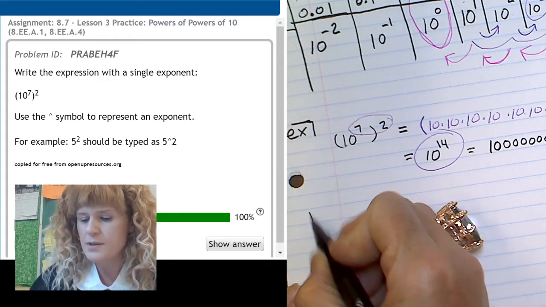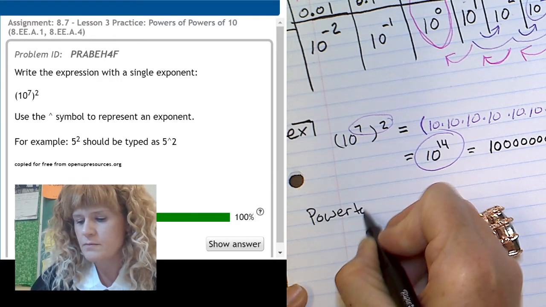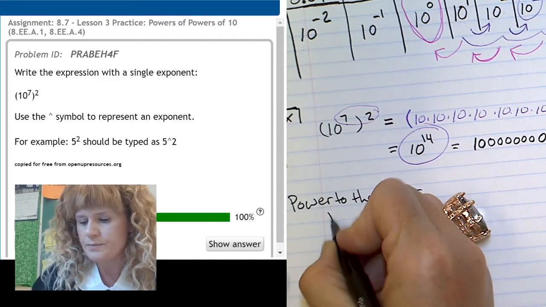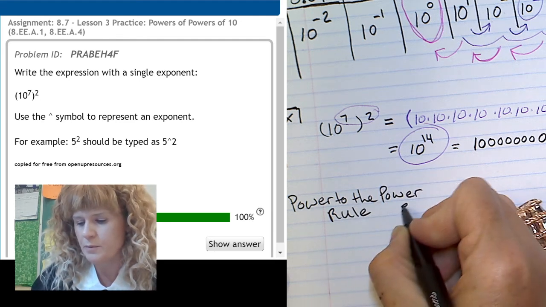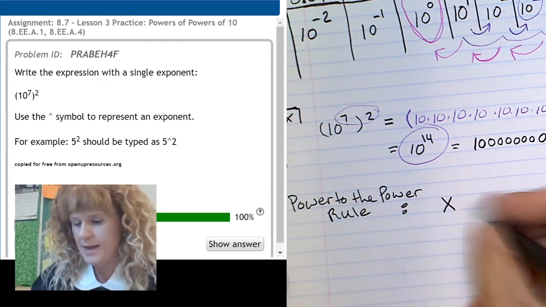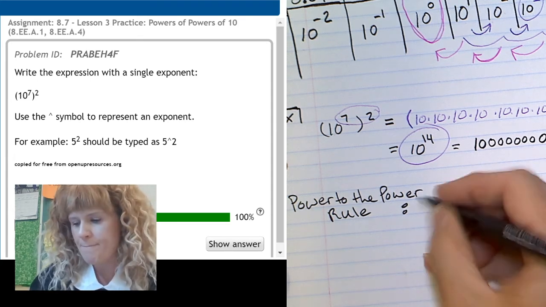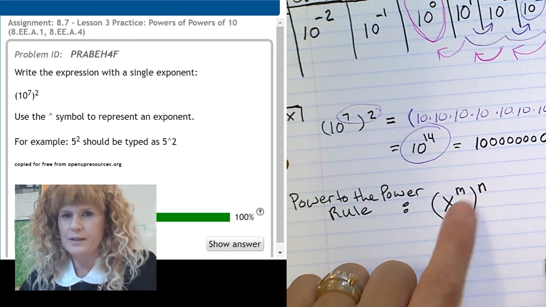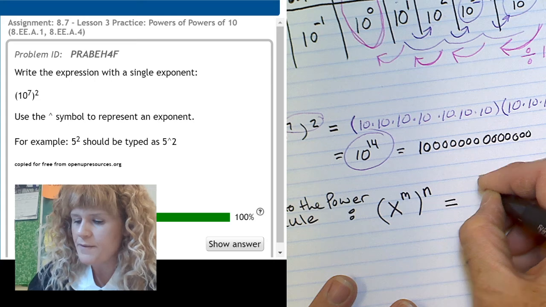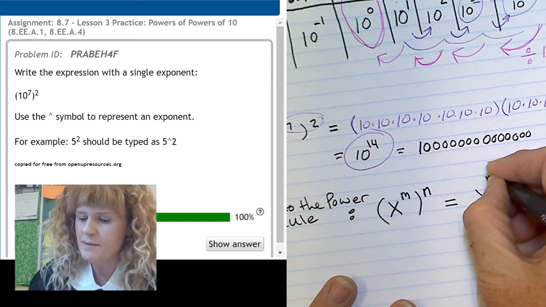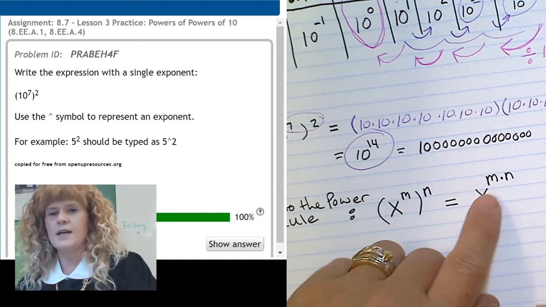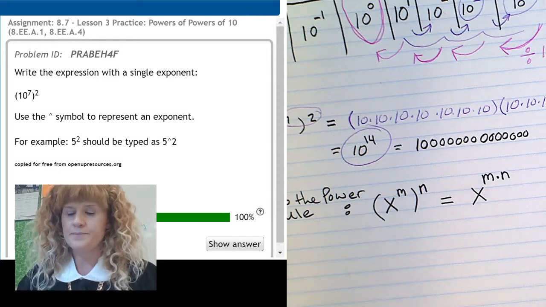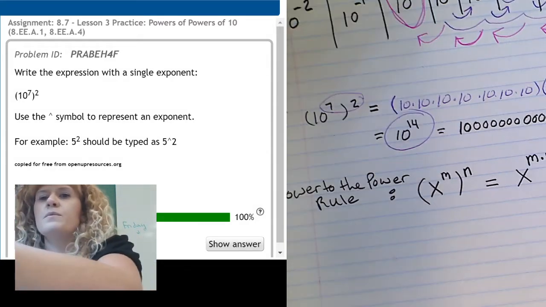This gives us power to the power rule. Please write this in your notes. Power to the power rule. This is an exponent rule. Some number x to the power of m raised to the power of n, so we have an exponent on an exponent, that simplifies to x to the power of m times n. I'm using letters to show this rule, but the letters can be any number. Please write that power to the power rule on your paper.